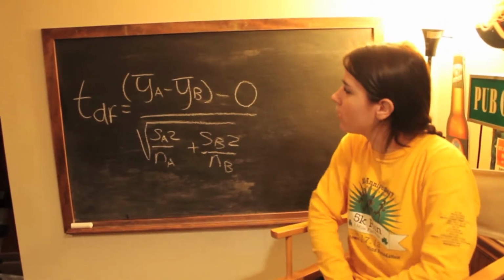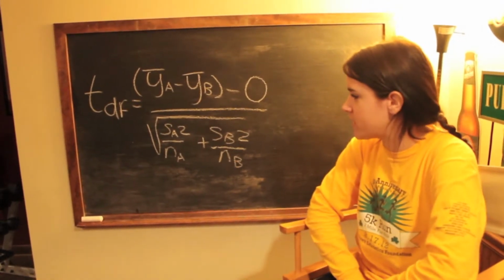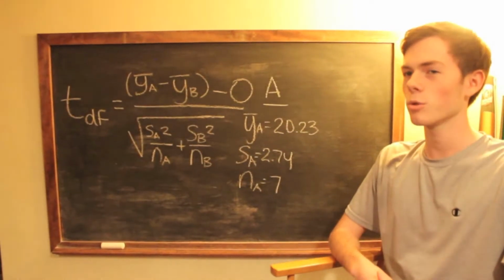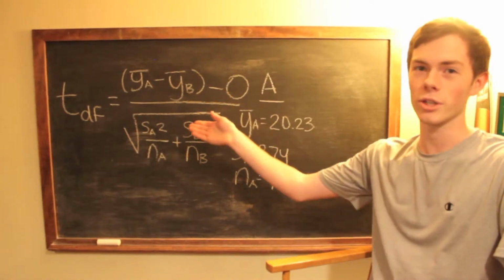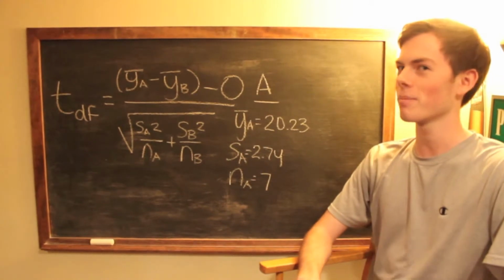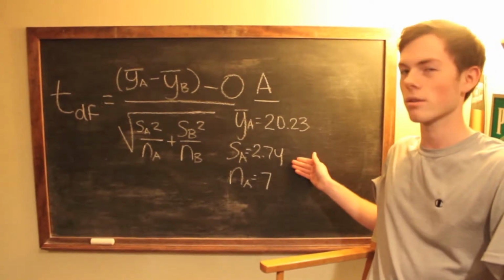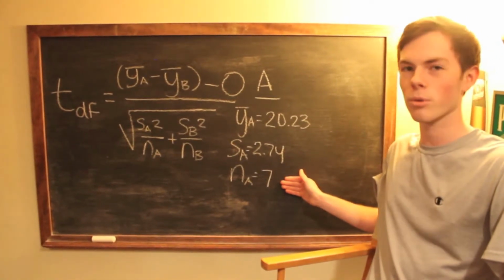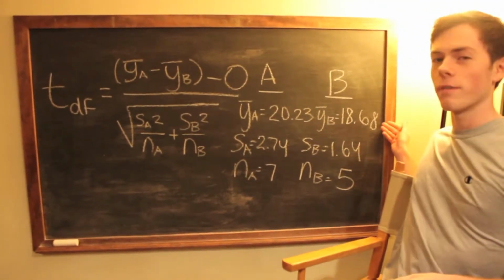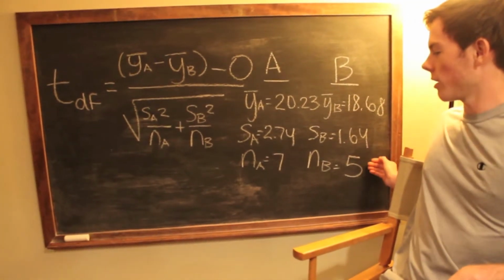The equation for the t-score is y bar A minus y bar B minus 0 over the standard error, which is the square root of SA squared over NA plus SB squared over NB. Next, you will use your calculator to find the numbers to plug into the equation. You can do this by going to one variable stat on your calculator and running it on company A, where you will find that your y bar is 20.23, your S is 2.74, and the total number of pizza deliveries for company A is 7. You will do the same thing for company B to find that your y bar is 18.68, your S is 1.64, and your N is 5.